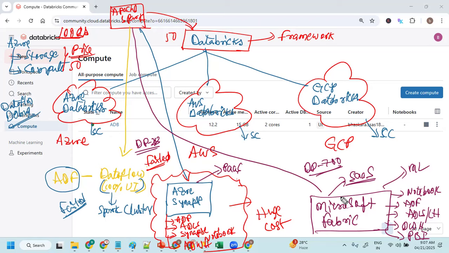Cluster is already started in Microsoft Fabric. Yes, started clusters will be there. You don't need to wait till your cluster is started. Not closed, not terminated.